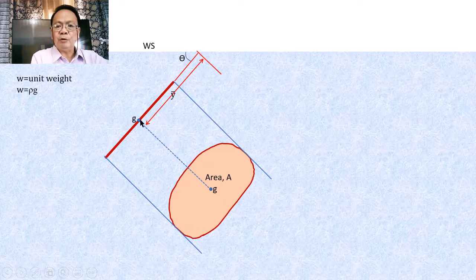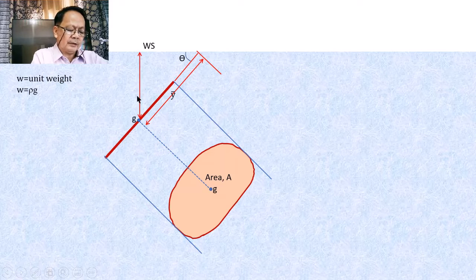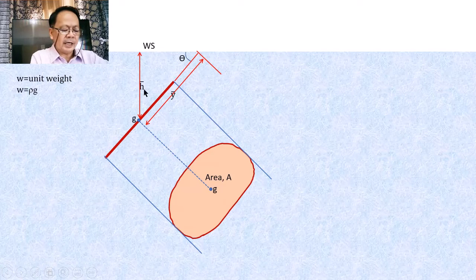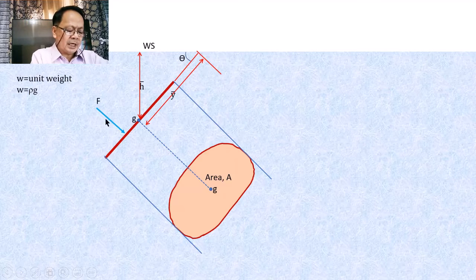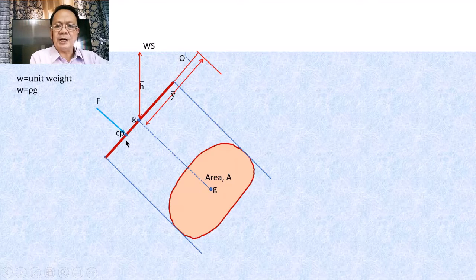At pwede rin itong ma-measure vertically from the liquid surface, at tawagin natin yung kanyang distance ay bar H. Again, ginamitan din natin siya ng bar to designate that this distance is measured from the centroid of the plate that is submerged on the liquid. So we would expect that somewhere below this center of the area, there will be the hydrostatic force that will be exerted by the liquid on one side of the plate, and we will be calling it as F. Okay, this F will be acting at this point, which shall be called as the center of pressure.